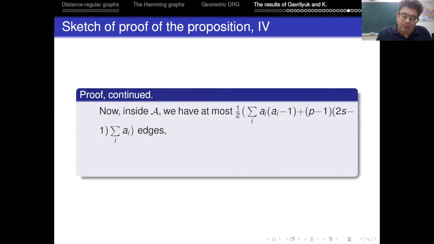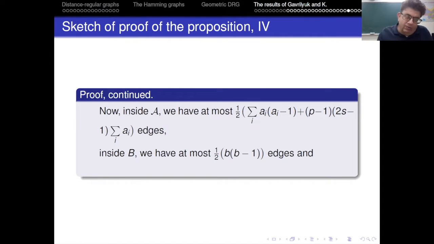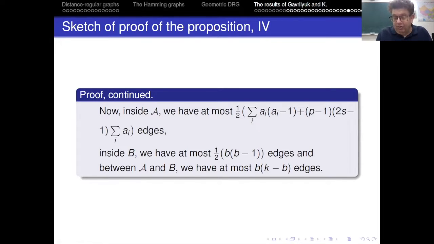Yes, because every A_i has a most term. It's not so difficult to see. For every A_i, you calculate how many edges there can be between the A_i's. Inside B, because it is of order B, we have almost half B times (B minus 1) edges. And between A and B, we don't know how much, but it is about B times (K minus B). Every element in B can be associated to every element in A. That is what this says.